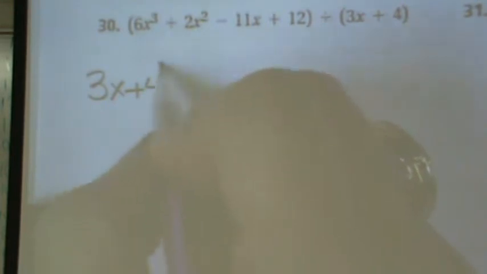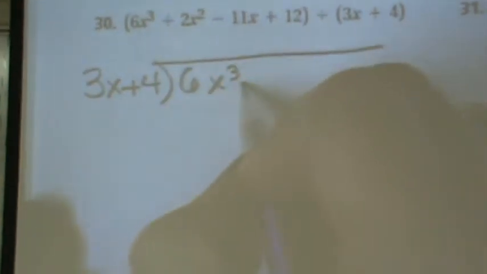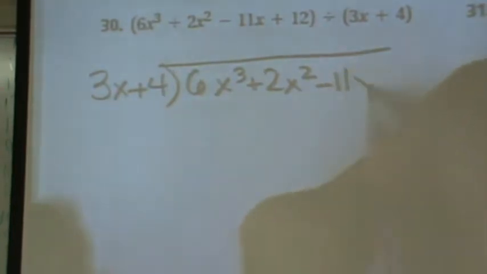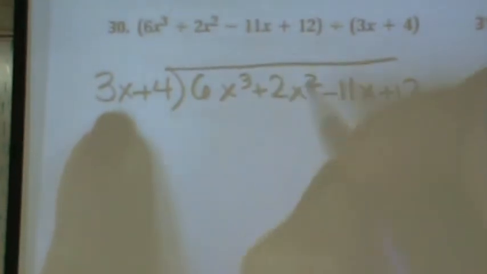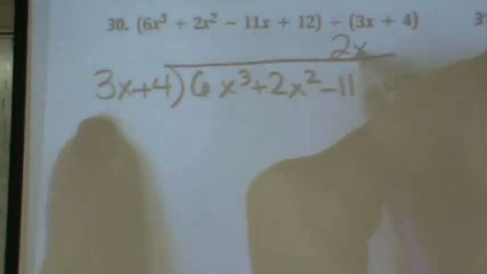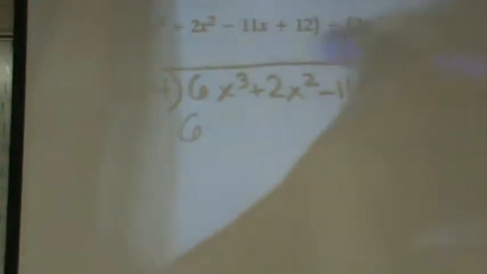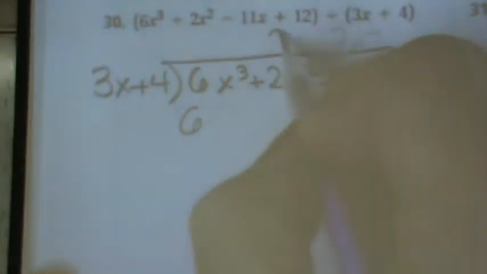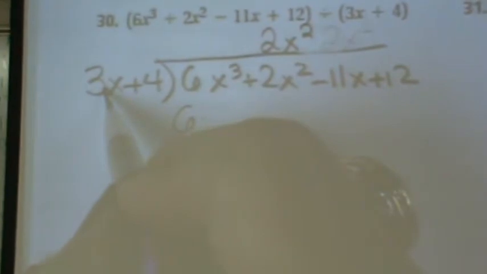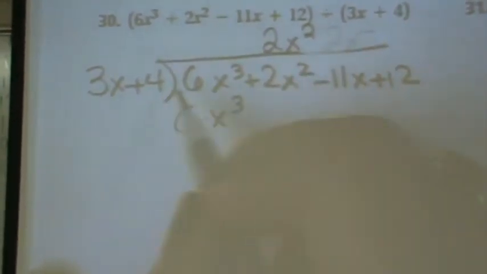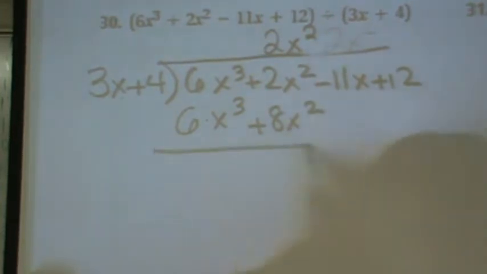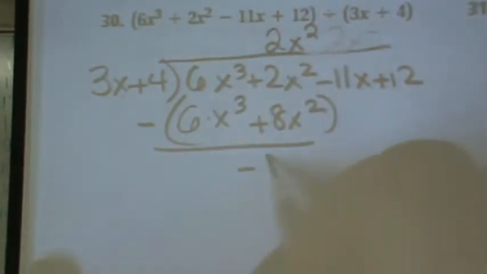Next. These ones are asking you to divide. You can't use synthetic division, so you're going to do 3x plus 4 goes into 6x cubed plus 2x squared minus 11x plus 12. So you're going to say 3x times what is 6x squared? This is going to be 2x. 2x times 3x is 2x squared. And let's put that above the x squared term. 2x squared times 3x is 6x cubed, and then plus 8x squared. Now when we subtract these, you're going to end up with -6x squared.